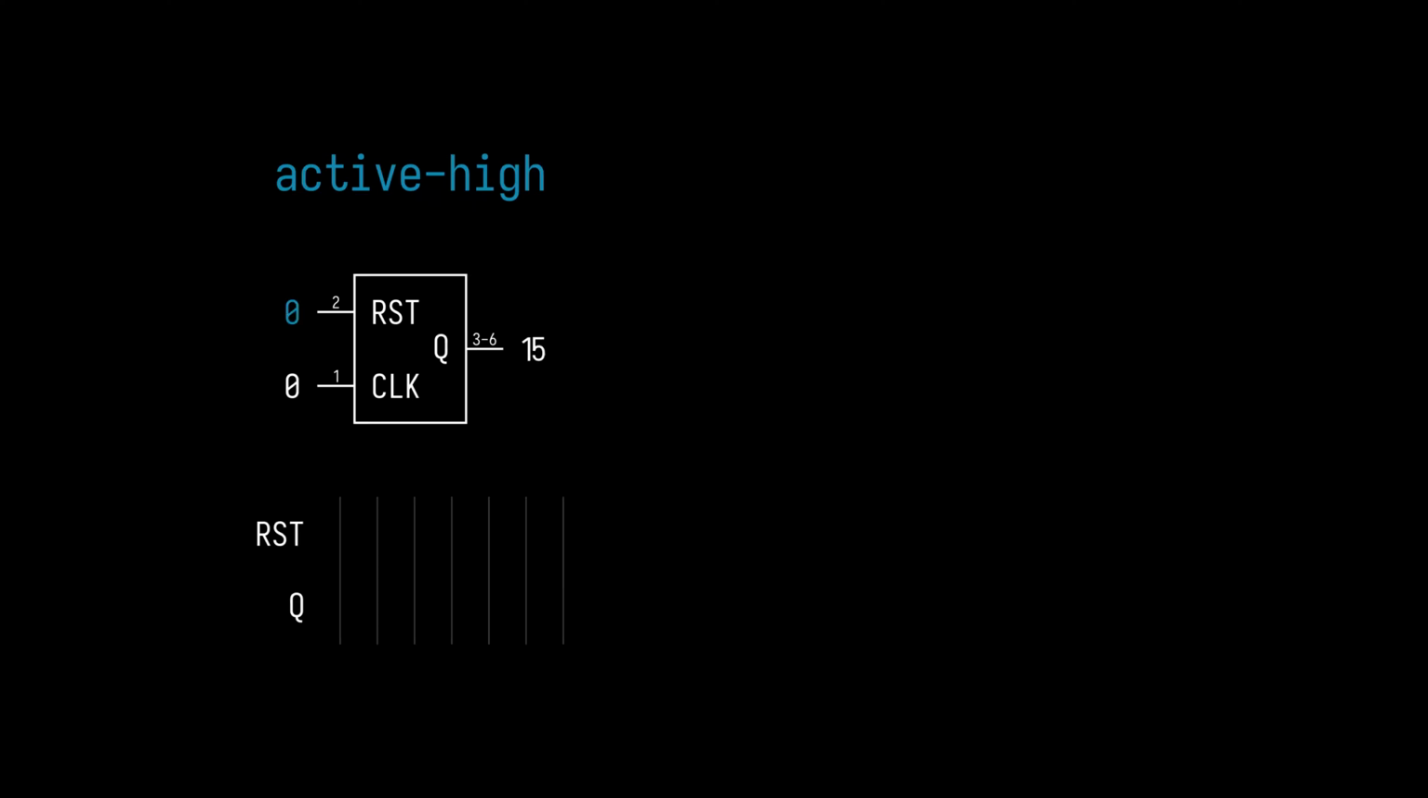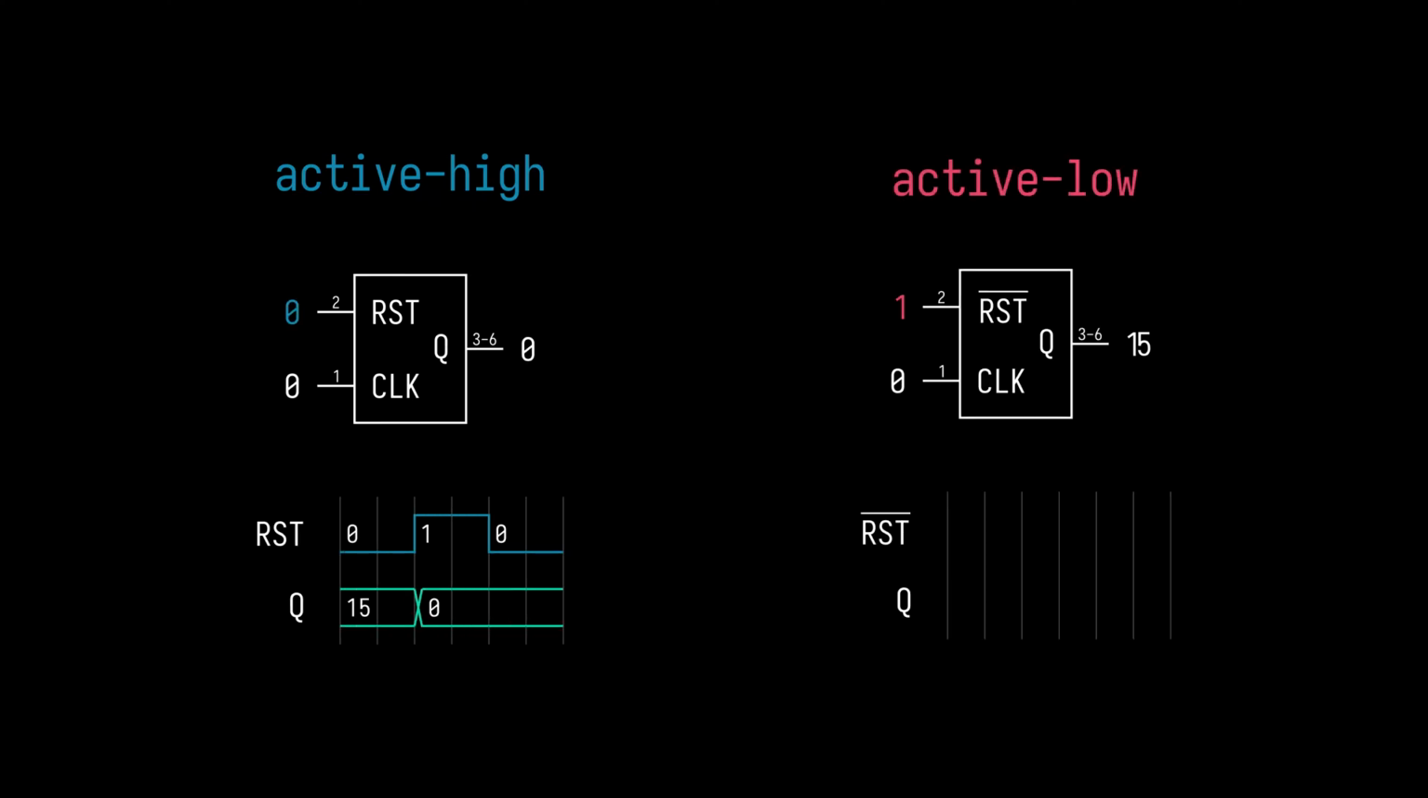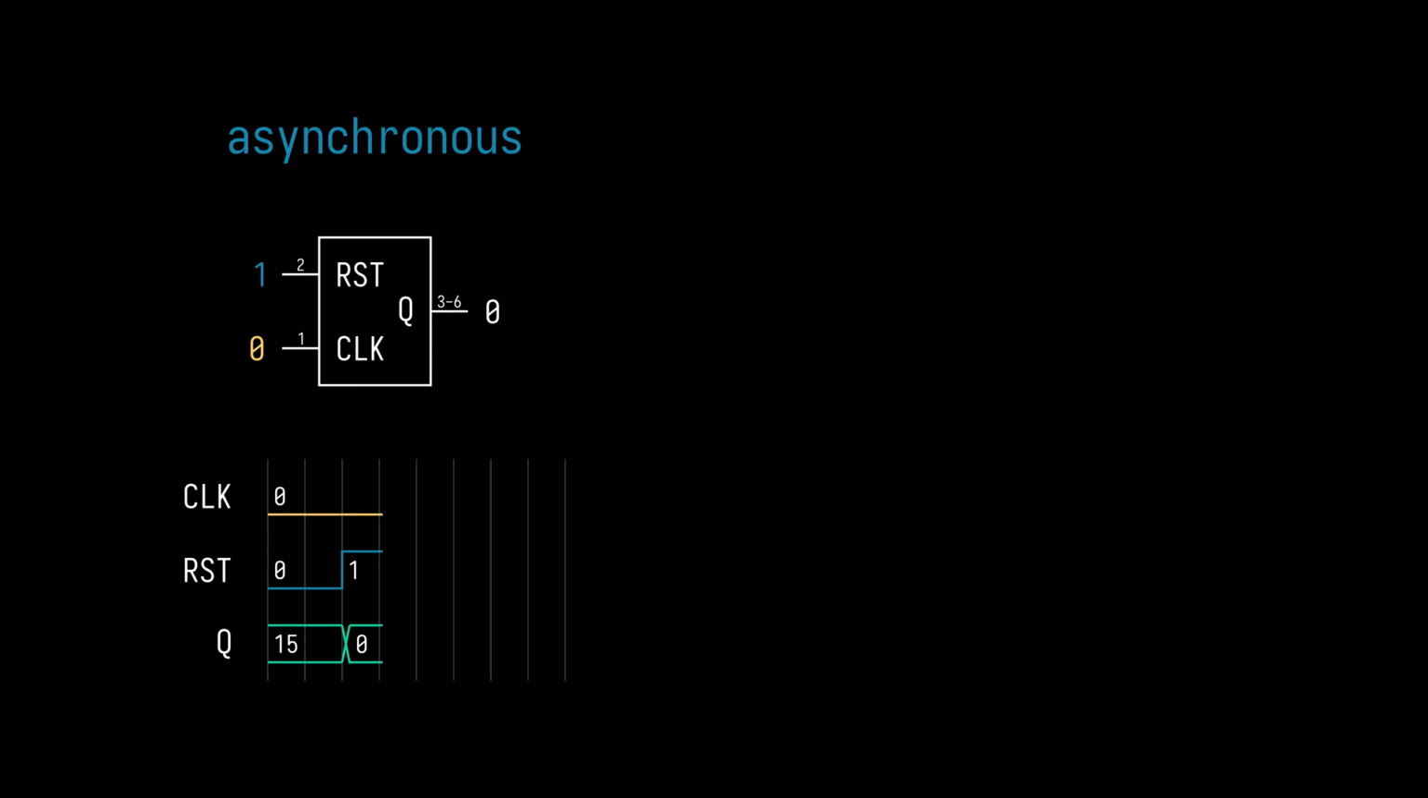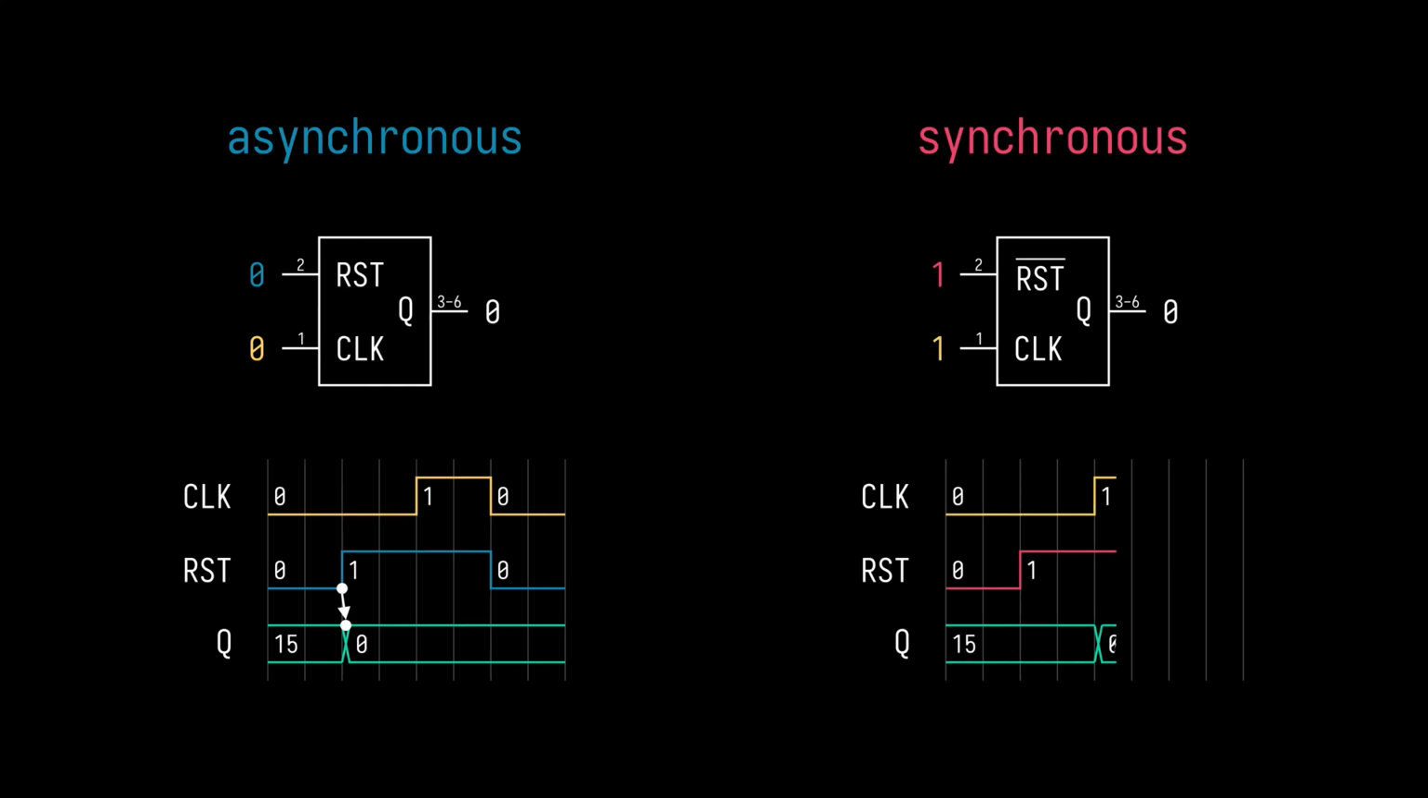Generally, a reset is active high if pulling it high causes the chip to reset, or active low if pulling it low does the trick. Besides that, a reset is asynchronous if it immediately resets the chip as soon as it is triggered, without the need for a clock edge to occur. And it's synchronous if the chip resets on a clock edge while the reset line is active.